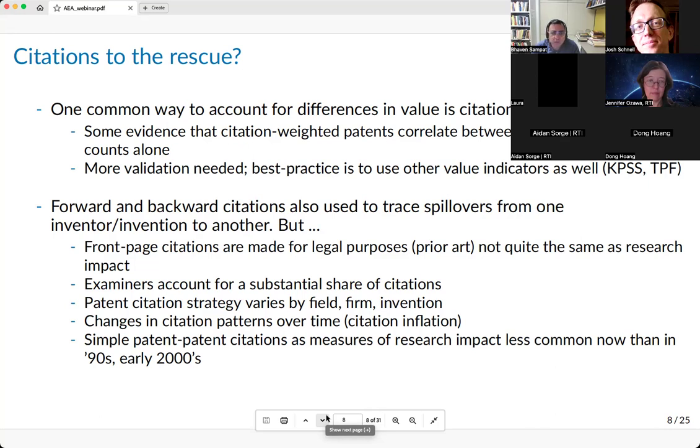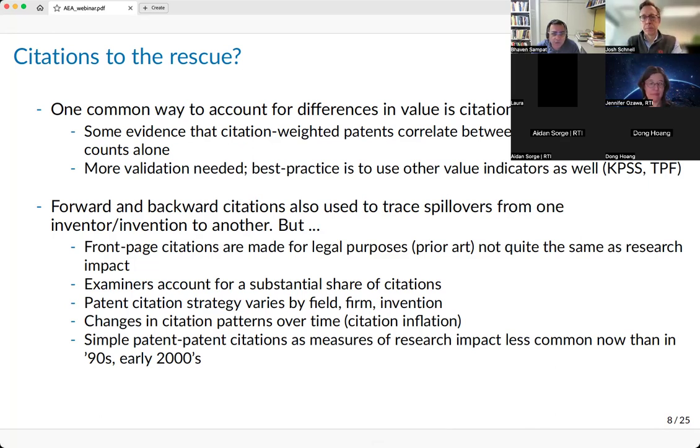much more validation is needed, but it's the kind of thing that's not sexy for academics to do. The incentives in academic science, at least among academic economists, are not well aligned to help generate validation of these kinds of citation counts as measures of value. And I think much more needs to be done on that front.